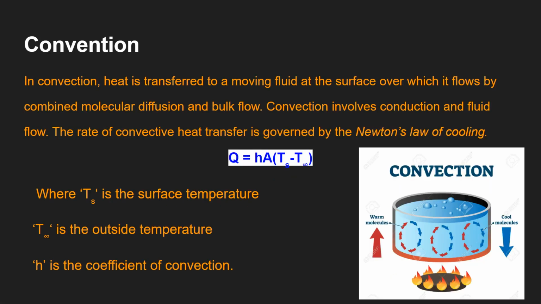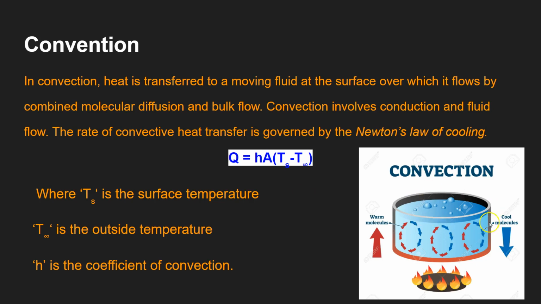Now this slide talks about convection. In convection, heat is transferred to a moving fluid at the surface over which it flows by combined molecular diffusion and bulk flow. Convection involves conduction and fluid flow. The rate of convection heat transfer is governed by this equation, which says Q is equal to hA (Ts minus T infinity), where Ts is the surface temperature, T infinity is the outside temperature, and h is the coefficient of convection.